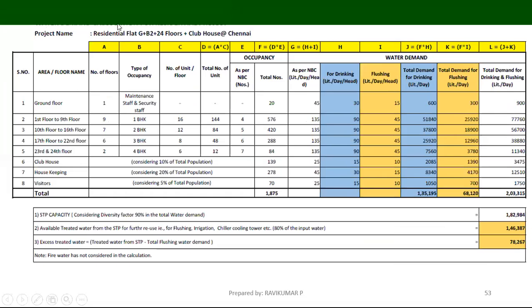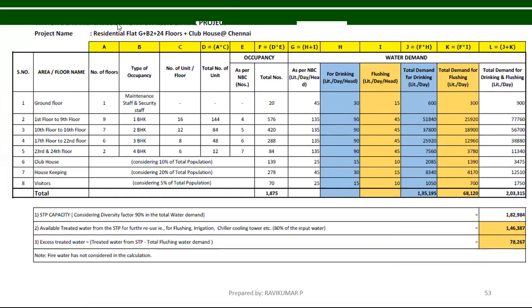Water demand calculation for the residential plot, for the residential building. Typically, I have put here the project name: residential plot, ground plus basement 2 plus 24 floors plus clubhouse. G plus B2 plus 24 floors means G is the ground floor, B2 is two basements, plus 24 floors, from the first floor to the 24th floor. In addition to this, a clubhouse is also there. So this is the project description.